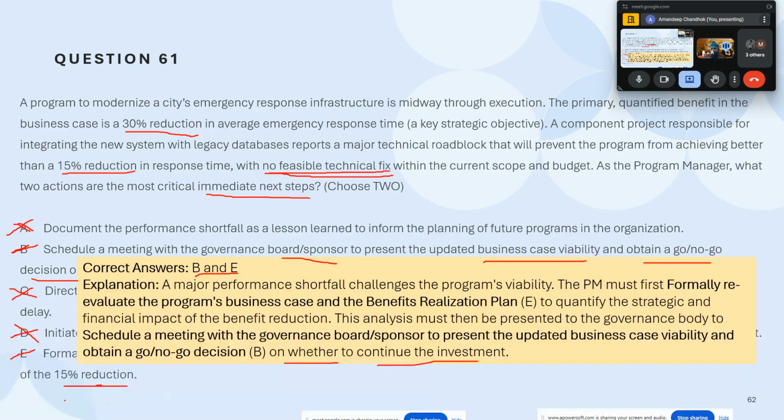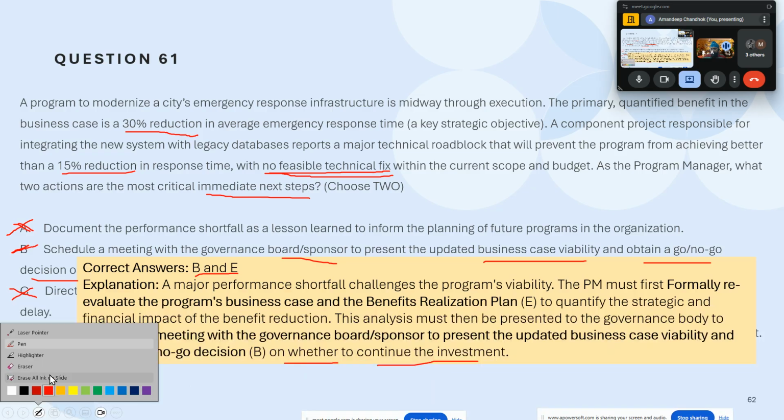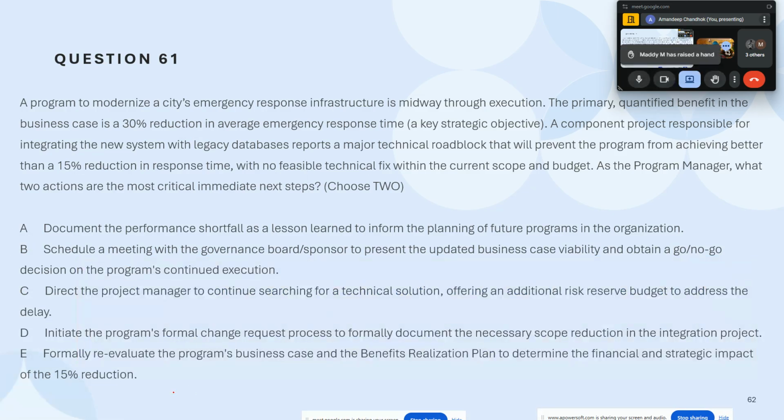Now, I'll take a quick pause. Again, we don't have to rush in. The purpose of these sessions is for all of you to understand. Yes, Maddie, go ahead. Sorry, it was by mistake. Okay, no worries. Sham, you had a question.